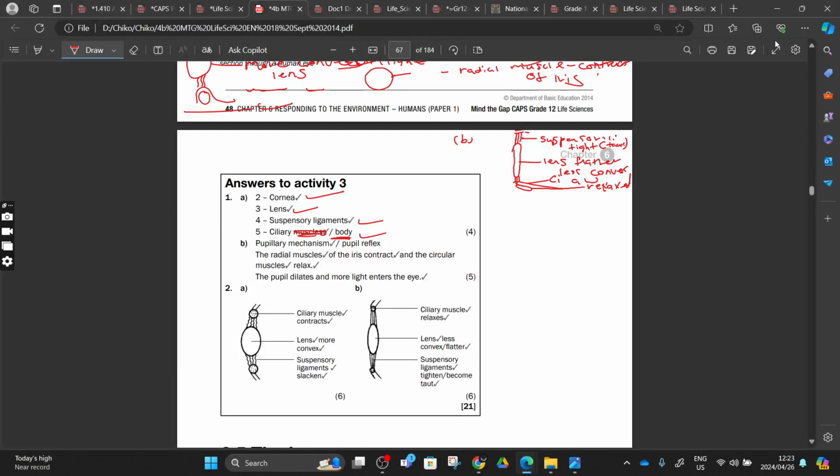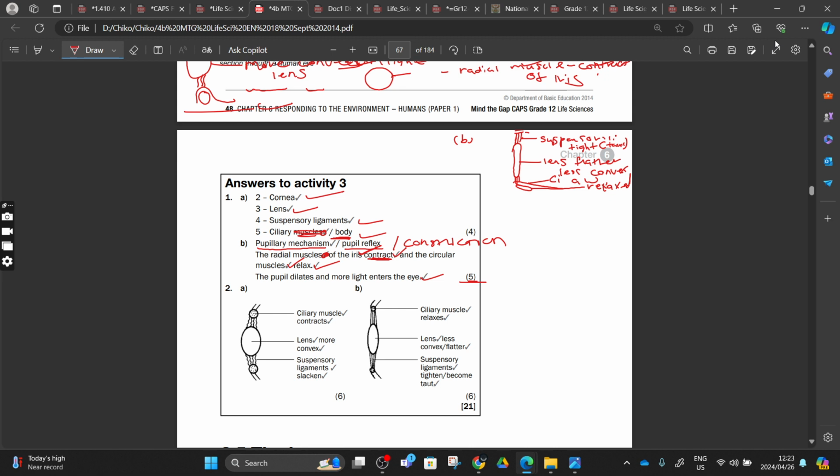Then number B, the mechanism is called pupillary mechanism, or pupillary reflex, or pupillary constriction, right? That way you're going to get that one of yours. Then we want to get with that 4, radial muscles of iris. They are going to contract, yes. And the circular muscles of iris, they are going to relax, yes. And then the pupil dilates, more light enters.